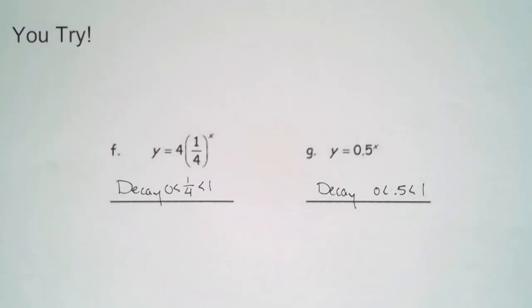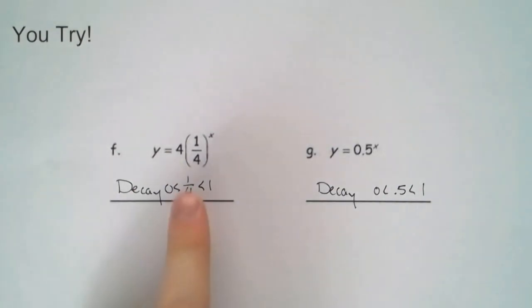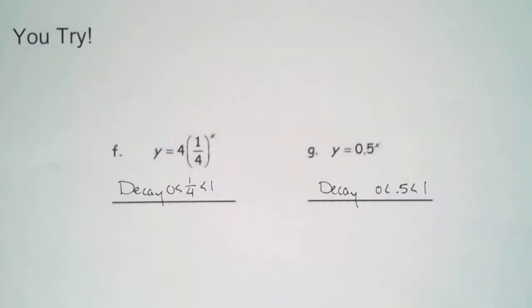And these are the answers you should have gotten. This is the end of the lesson here. So since these are both between 0 and 1, we have decay.